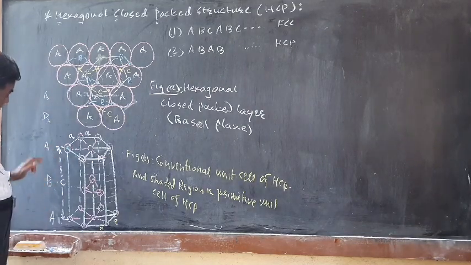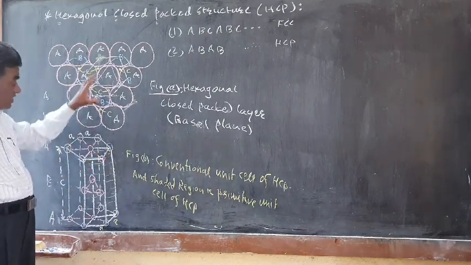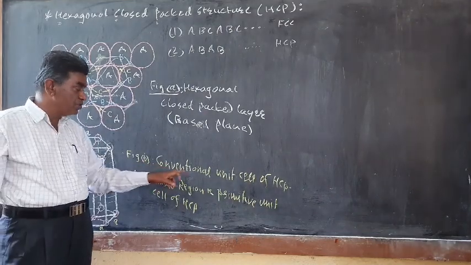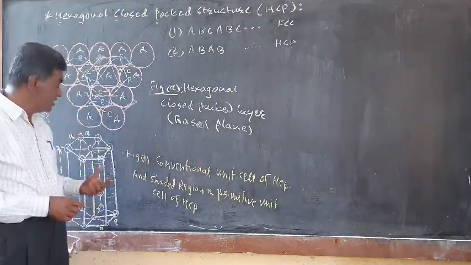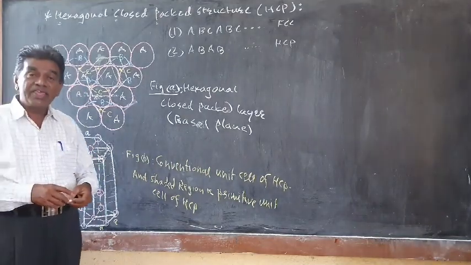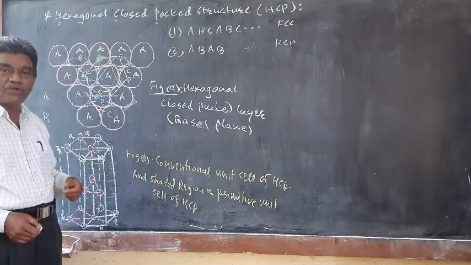So the arrangement is AB, AB, AB, on which we have considered this conventional unit cell in the structure, and it is shown in this figure. Figure B gives the conventional unit cell of the SCP. Once you have the conventional unit cell of the SCP, the whole crystal structure can be drawn by the repetition of that unit cell.